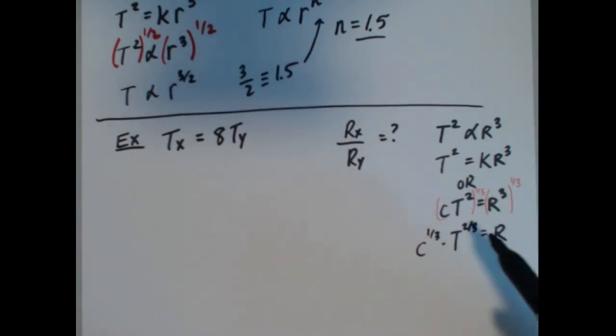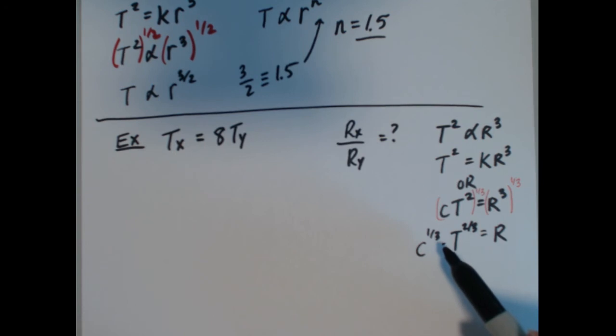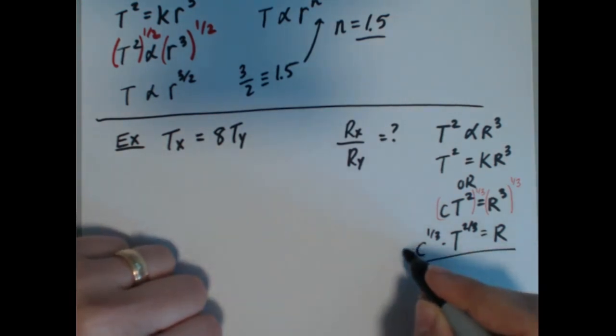Now I just want to point something out here. A constant cube rooted is still a constant. That's really what you care about. It's just going to be some value. So you can replace that with a new letter if you want. You can call it w, or you can leave it as c to the 1/3. It's up to you. Okay, but this is what we're going to be using.